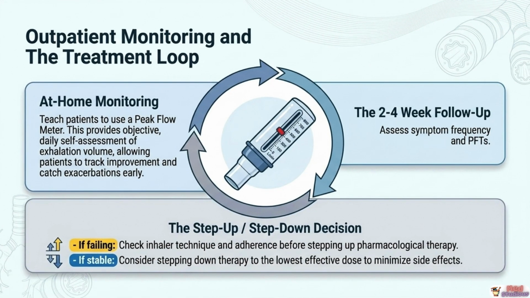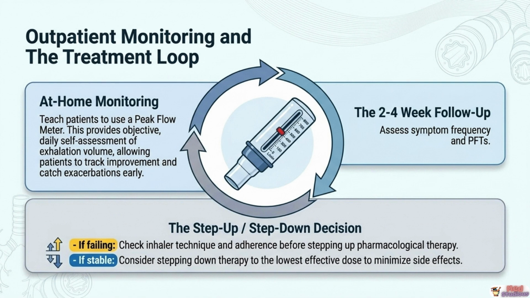The final piece of the puzzle is long-term outpatient monitoring, because asthma management is not a one-time prescription, it is an ongoing therapeutic loop. The first element is at-home monitoring. Teach every asthma patient to use a peak flow meter, a simple handheld device that measures exhalation volume. Used daily, it provides an objective, patient-driven self-assessment of airway function. Declining peak flow readings can catch an impending exacerbation days before symptoms become severe, allowing early intervention.